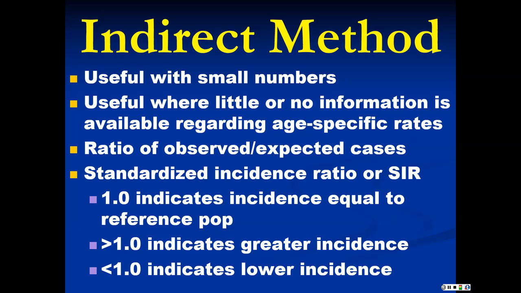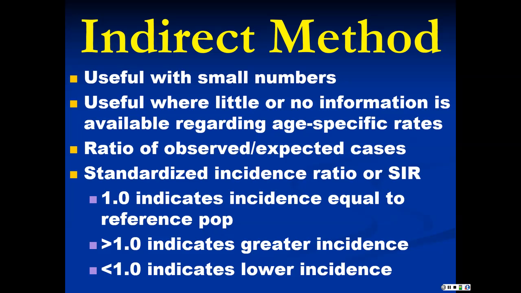So the indirect method of age adjustment is useful with small numbers of cases or small numbers in the population. It's useful in places where we have little or no information about the age-specific rates in the local population. It's a method that requires us to calculate a ratio of the observed to expected cases, so we have to calculate an expected number for comparison with the observed number. And by so doing, we calculate a standardized incidence ratio, or SIR.